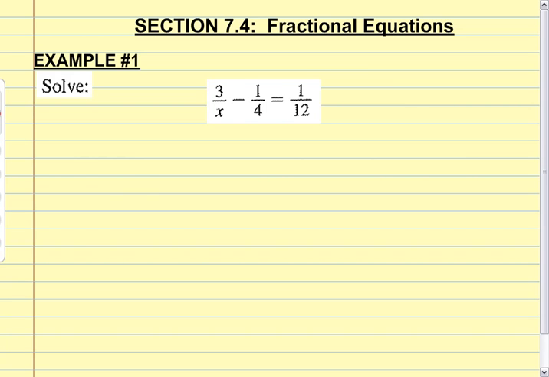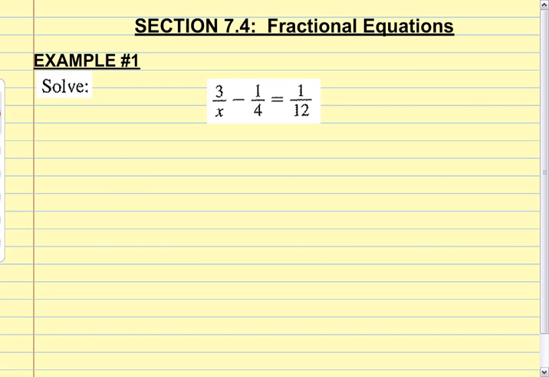Okay? Now, I'm not going to do this any differently than the stuff that we did yesterday. Okay? I've got 3 fractions here. 3 over x minus 1 over 4 is equal to 1 over 12. Okay? What do I need to make sure that they all cancel? What do I need to multiply by to make sure that they all cancel?